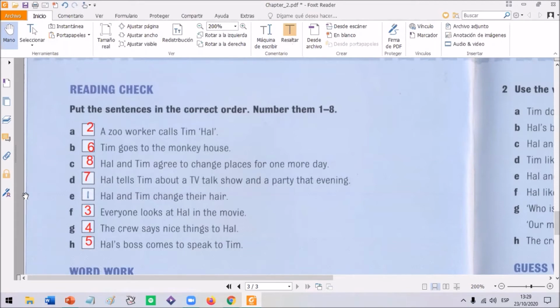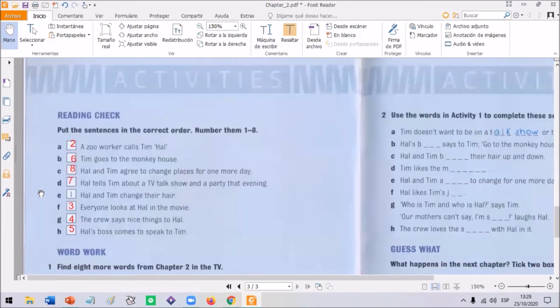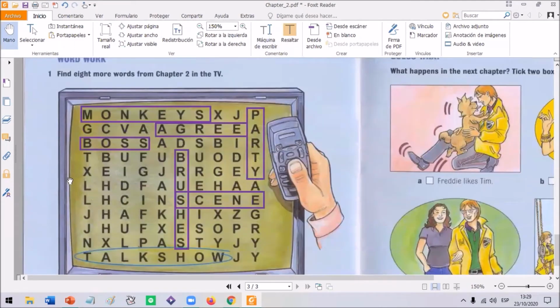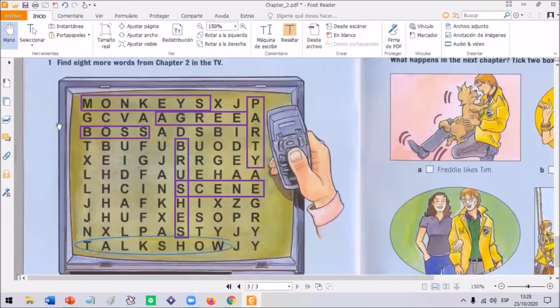Now, let's continue checking the homework. Acá tenían otra actividad en esta página. Look, here we have to find some words in the word search, right? For example, talk show, monkeys, agree, boss, scene, brushes, party, okay? Vayan fijándose si ustedes encontraron las mismas.